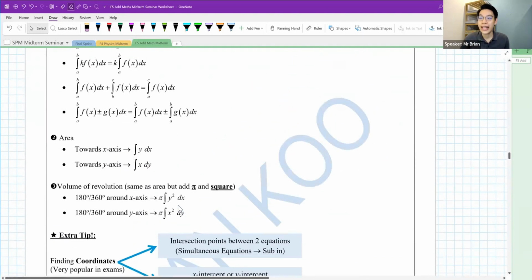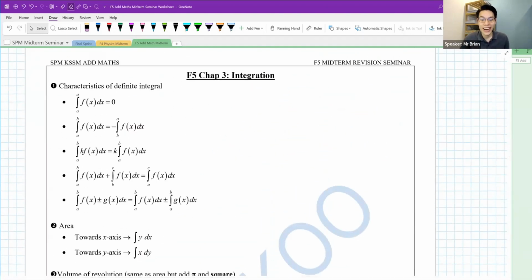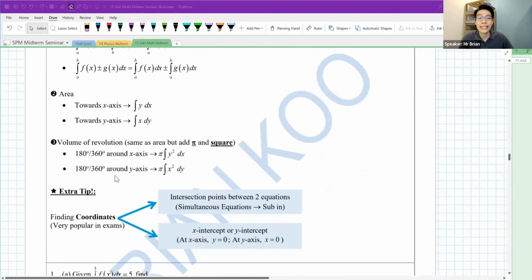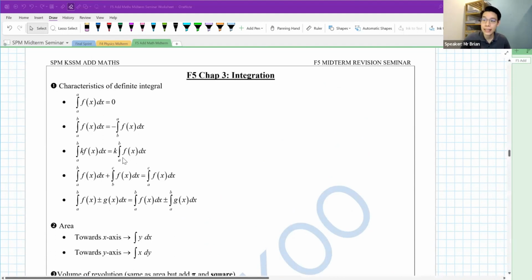Let's move on to integration, shall we? We still have about 25 to 30 minutes left. Let's go through integration. I've already taught you how to integrate. Now, these three things are the most commonly tested. Let's start quickly with the characteristics of the definite integral.